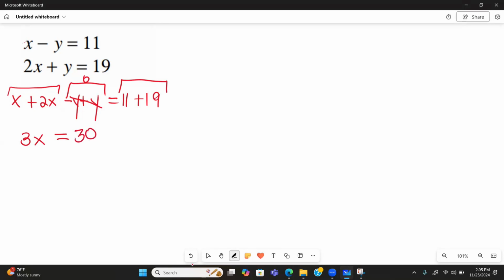Now, I want to find x. We have 3 times x, so I'm going to divide both sides by 3. So definitely x is equal to 10. So here it is, I've found a value for x.